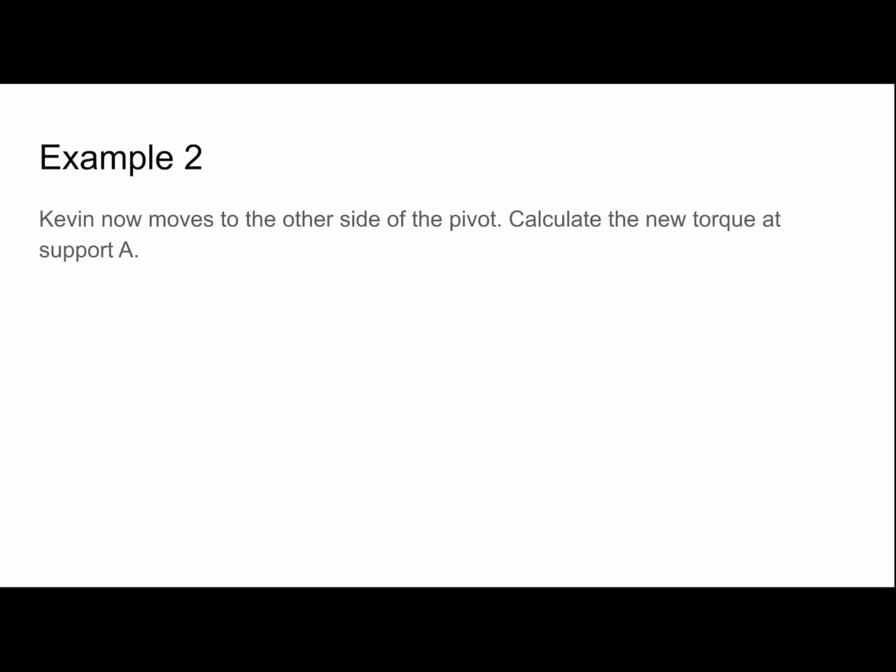Here is our example 2. Alright, so now Kevin moves to the other side of the pivot. Calculate the new torque at support A. Alright, so Kevin is now at the very left hand side of the beam, and there's going to be a different torque here. The first thing to note down here is that Kevin has now switched sides. He is now at the left hand side of the support A.